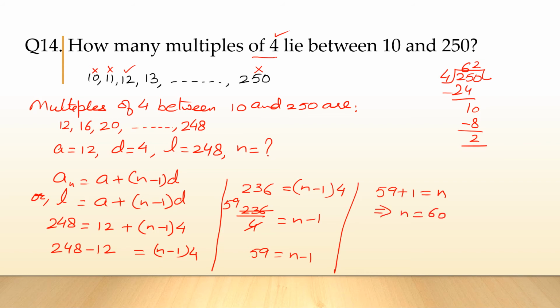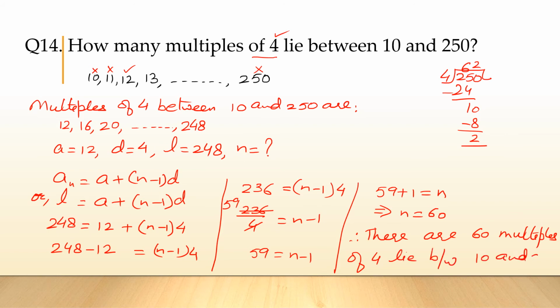This implies, therefore there are 60 multiples of 4 lie between 10 and 250, right? अभी यहाँ पे क्वेश्चन में मल्टीपल्स ऑफ 4 है, आप किसी भी नंबर का इसी वे से आप चेक कर सकते हो. Now let's do next question.